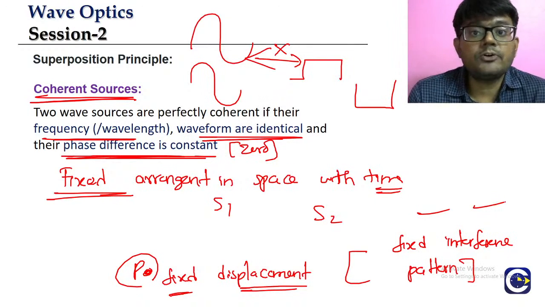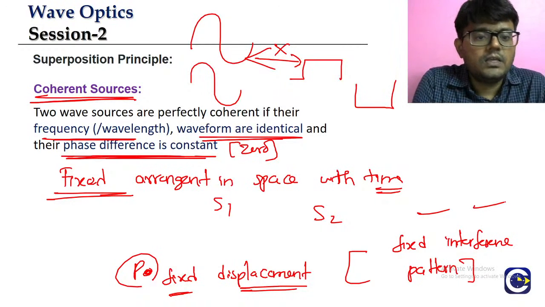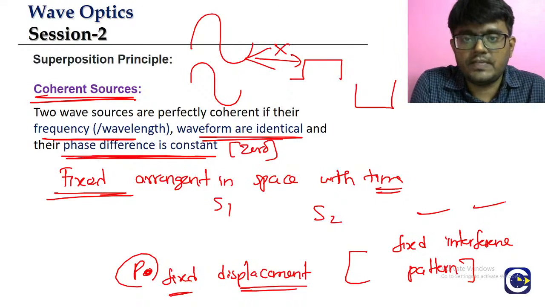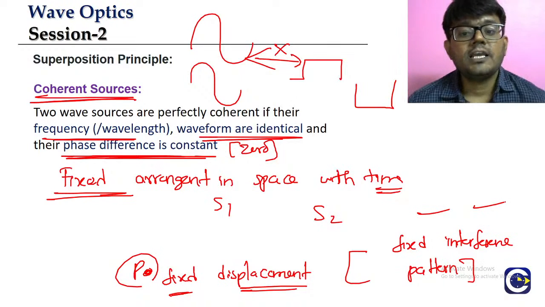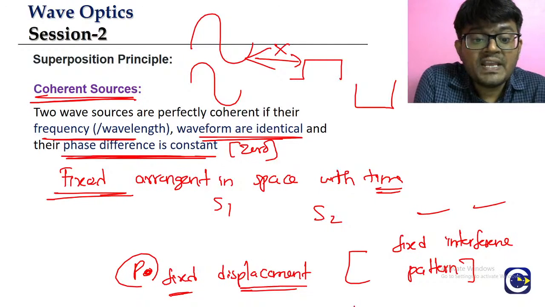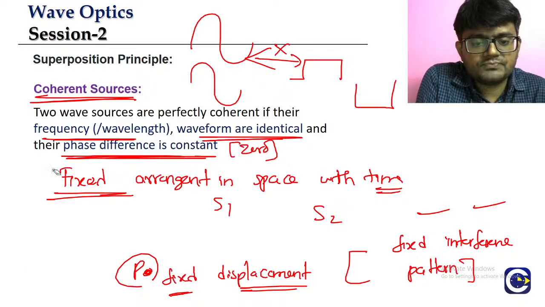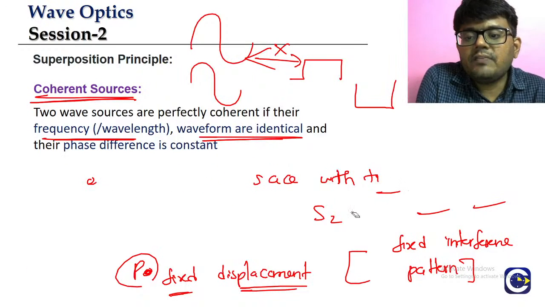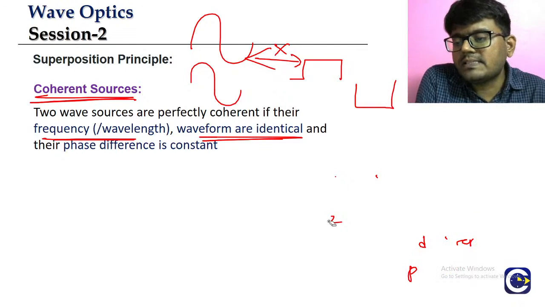If they have the same amplitude, we will be able to clearly differentiate between which is a destructive interference place and which is a constructive interference place. We will see the reason for that also. Okay, so this is about the idea of coherent sources. Here, the phase difference between the two sources at the starting point will be the same.